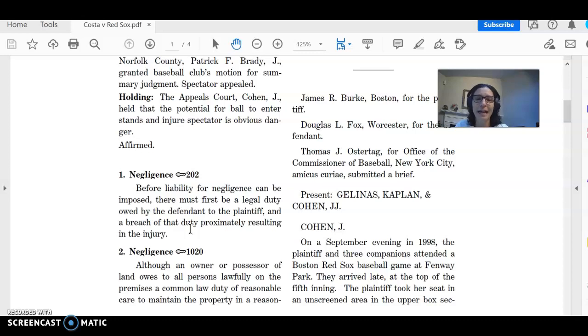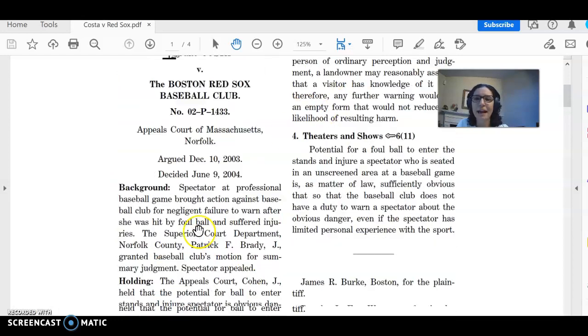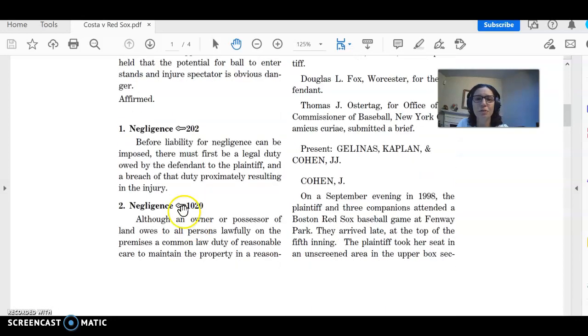These are called headnotes. You see where it begins. They're numbered 1, 2, 3, and 4. Sorry, I'm scrolling up and down. And then the headnotes have titles. So we'll just look at this first one, negligence, and then it has a little key and then a number 202, and then a little paragraph. The next one follows the same format. Negligence, a little key, and a different number.